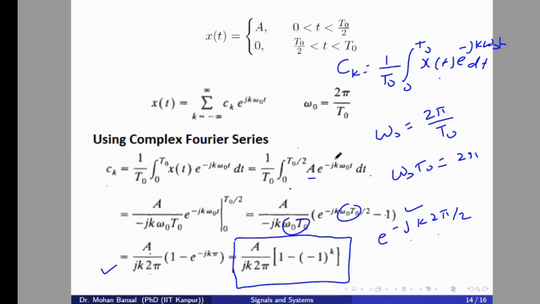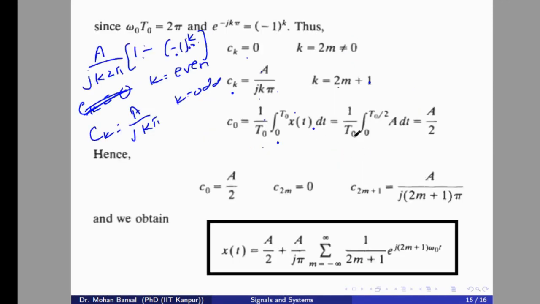Here for k equal to 0, substitute k equal to 0 here only. So we'll integrate A with respect to t. So that is A divided by 2. So we are getting c0 is A divided by 2, and c_2m is 0, and c_(2m+1) is A divided by j(2m+1)π, where m is all integer numbers, so c_2m will be even, and c_(2m+1) will be odd. So the expression is A divided by 2, which is c0, plus A divided by jπ, summation of m equal to minus infinity to infinity, 1 divided by (2m+1), e^(j(2m+1)ω0t).